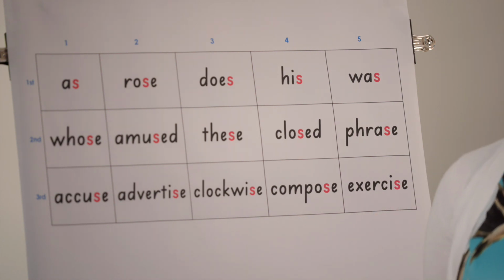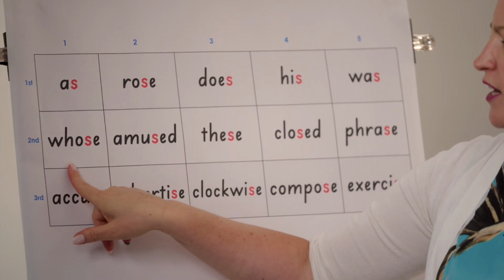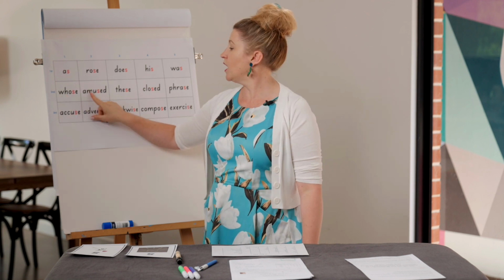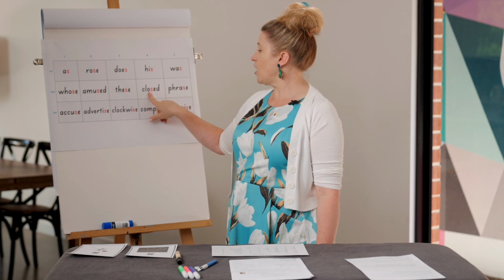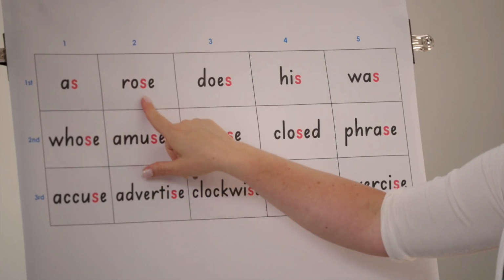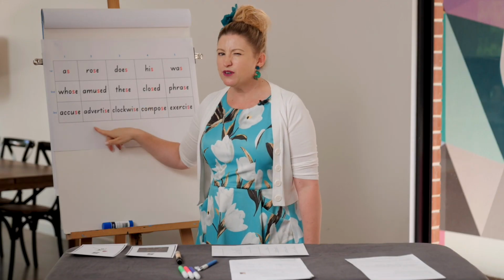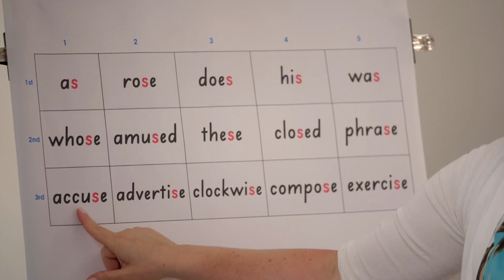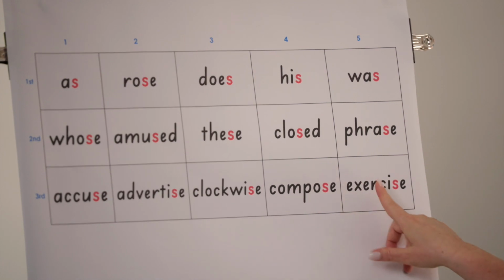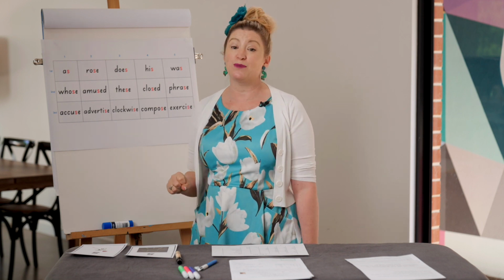Let's try and read them a little bit faster. Let's start with the second row. Are you ready? Let's get our fluency going a little bit more. We've had one read already. Let's read them through again a bit faster this time. Whose, amused, these, closed, phrase. Let's try row 1. As, rose, does, his, was. And the last row, these ones are a little bit trickier. Ready? Accuse, advertise, clockwise, compose, exercise. You ready? Let's see if we can work out what some of these words mean now.